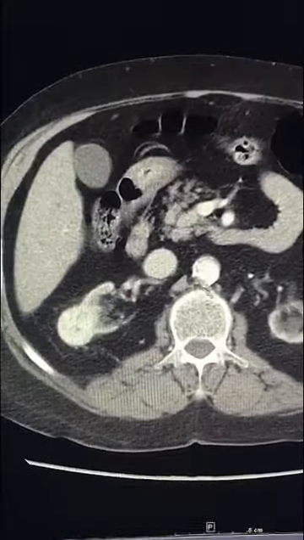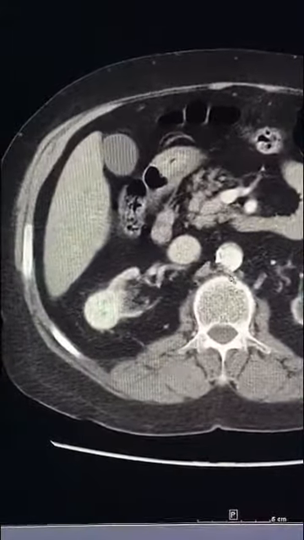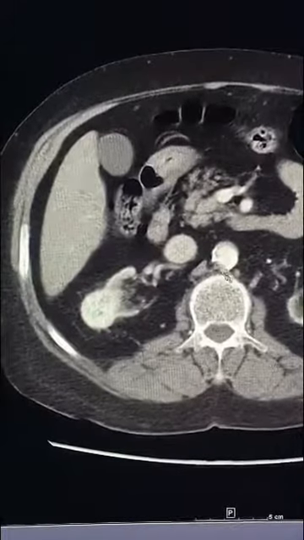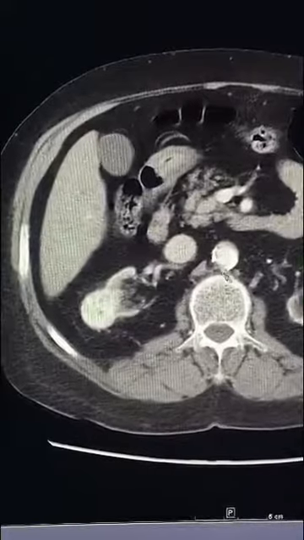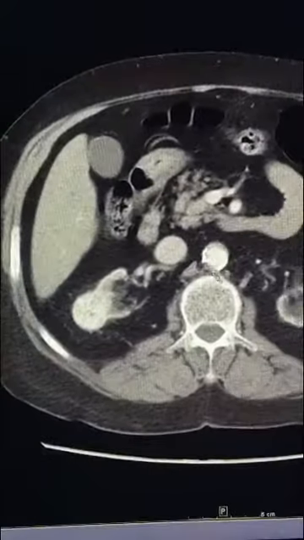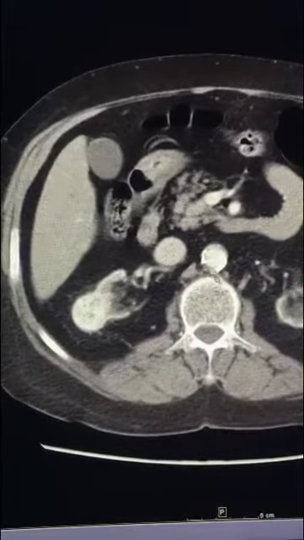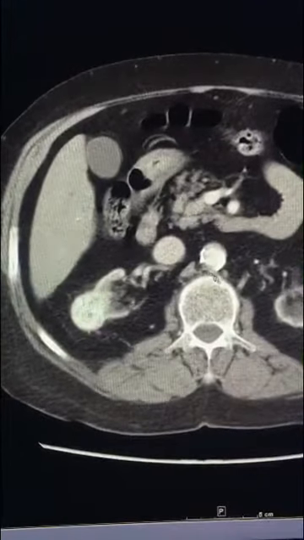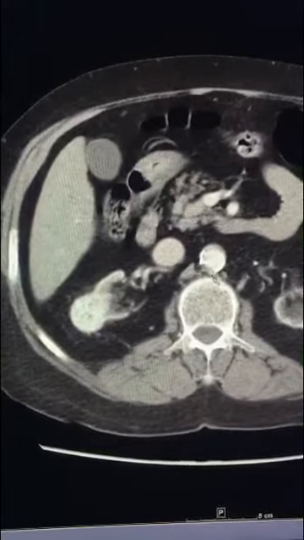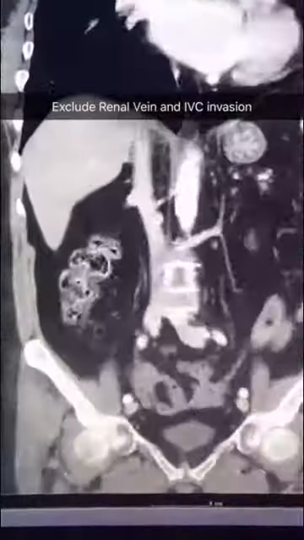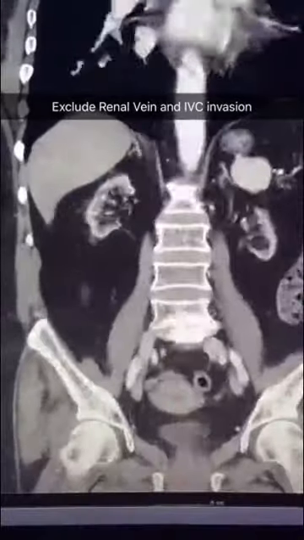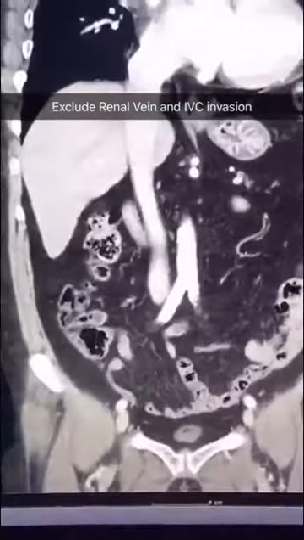Now this lesion is exophytic and it extends into the perinephric space, but it does not reach the gerotas fascia or the abdominal wall. The portovenous phase is to evaluate the renal vein, as renal cell cancer is one of the tumors that extend to the IVC. The best way to evaluate the renal vein and the IVC is to look at the reconstructed coronal images. Here there is no renal vein or IVC invasion.